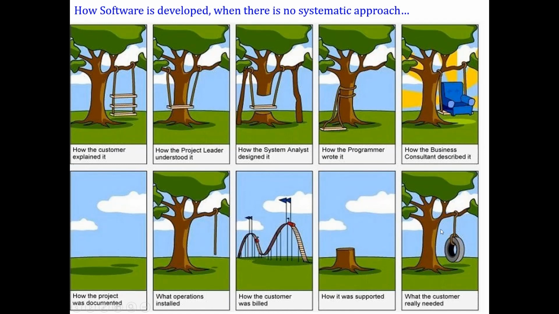Actually, what the customer required is just a swing, that is a string with a tire. This is what the customer required, but what happened is entirely different. This scenario makes clear that there is a huge gap between the customer's explanation and expectation. Also, there is a gap between the customer's requirements and the understanding of the project leader.